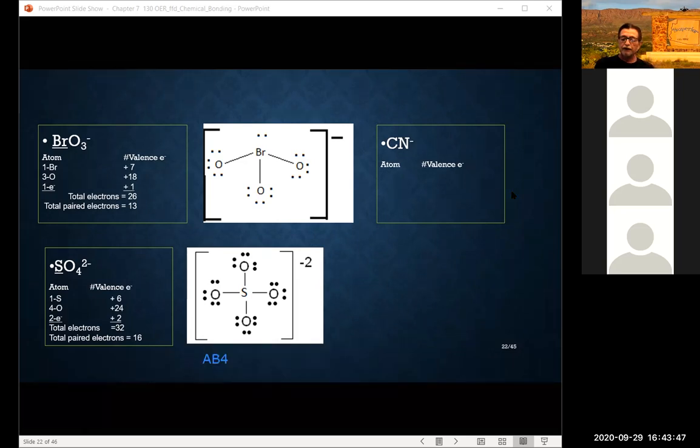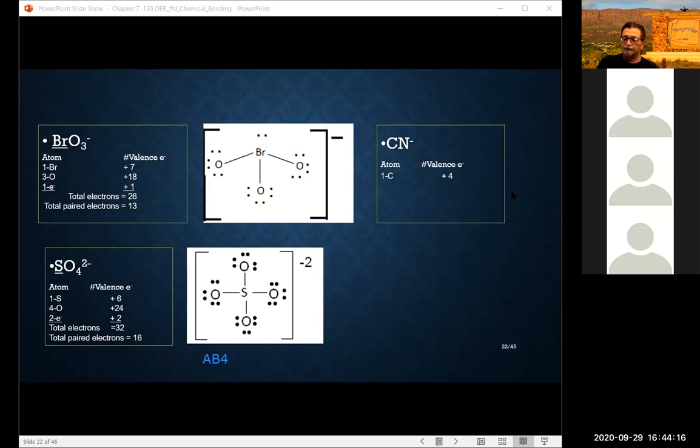Okay. Finally, the last one is CN negative. Again, that is called the cyanide polyatomic ion. We got 1 carbon. Now, in this case, there isn't a central atom. There's only 2 atoms, so either one could be the central atom. Okay. So right away, having just two atoms together like that should tell you this is going to be linear. There's nothing else bonded, just those 2 together.